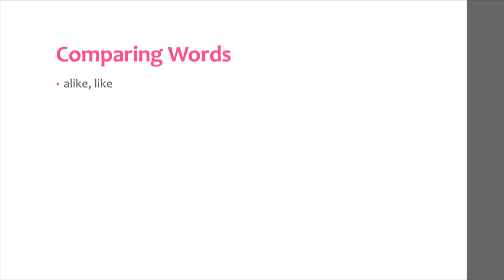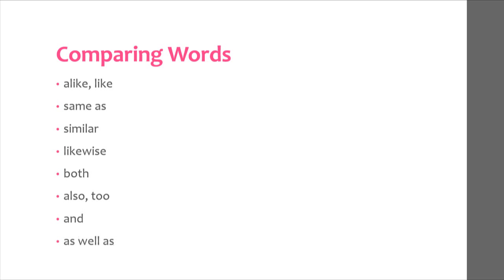When we compare, we use a lot of vocabulary words that give us a clue of what we're doing. These are words like alike or like, same as, similar, likewise, both, also, and, to, and as well as. You can see in all of these words a theme of talking about things being the same and similar. And so those are the words that we use when we compare because that's what we're looking for. We're looking for similarity.